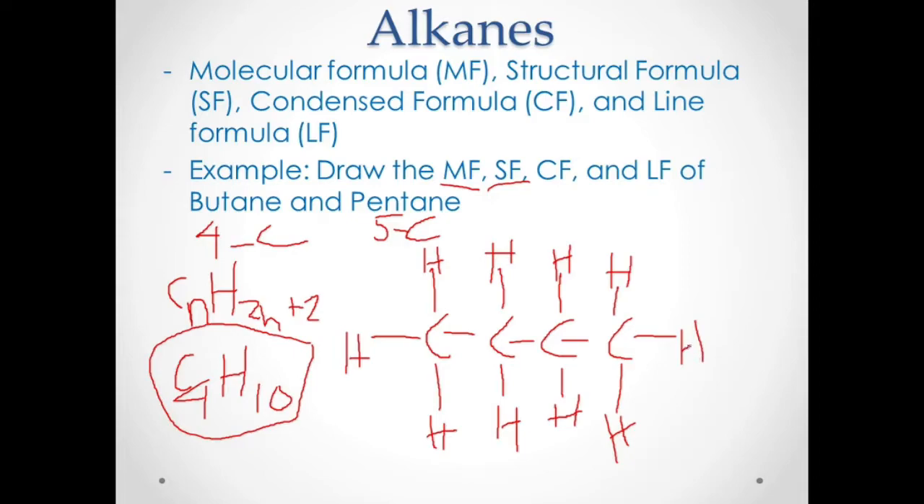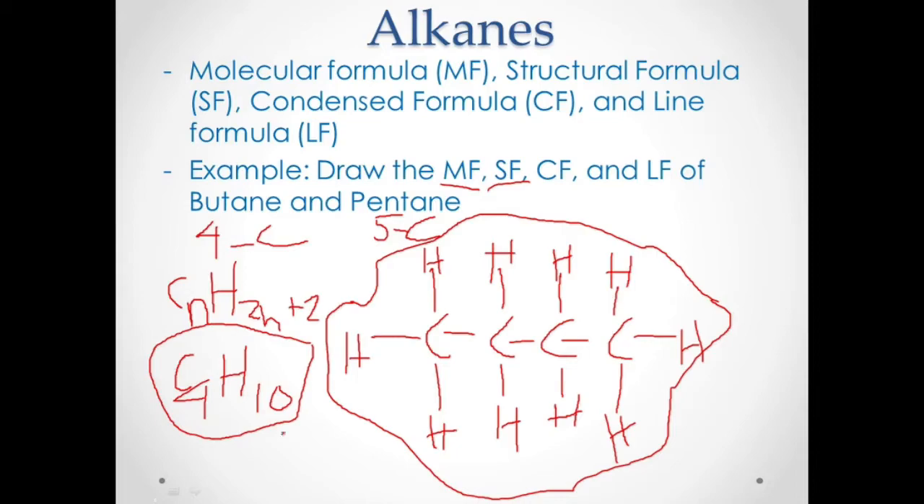Okay, so that's it. Then check your structure if it contains 4 carbon and 10 hydrogen. So 1, 2, 3, 4 carbons, and 1, 2, 3, 4, 5, 6, 7, 8, 9, and 10 hydrogen. Then this one now is the structural formula for butane, or C4H10. Remember that your carbon should have a total of 4 bonds because it is a tetravalent carbon.